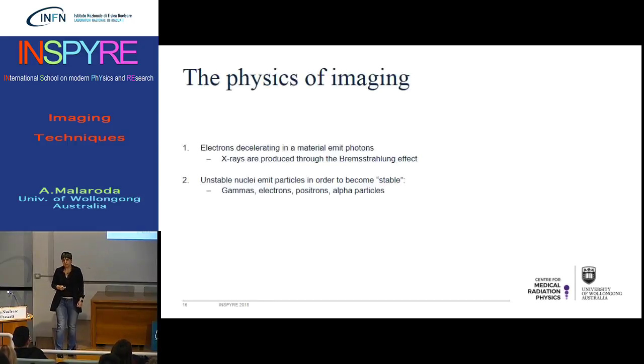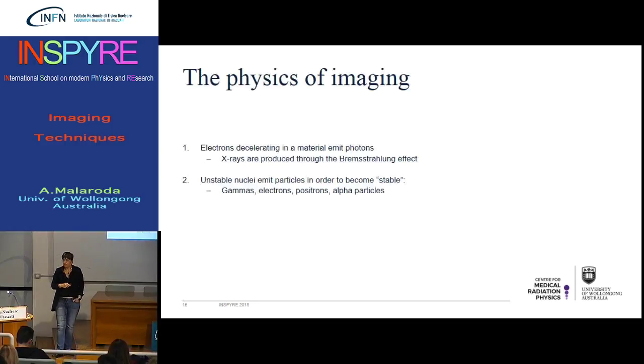Another way is to use radionuclides. And you can already see the two branches. One is X-ray images, so X-ray projections and computed tomography, and the other one is gamma, which is nuclear medicine, or positrons that eventually will give you photons. So I can use unstable nuclei that will emit gammas. I know they will emit electrons or beta particles and alpha particles as well.